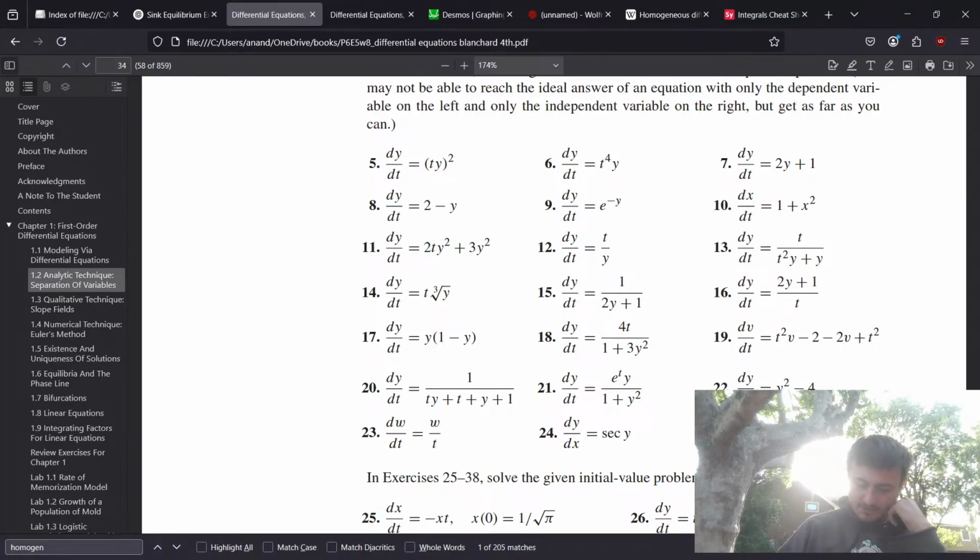Okay, number 9. We have e to the y dy is equal to dt. So we integrate the integral of e to the y. It's going to just be e to the y is equal to t plus c. Then we do ln, so we get y of t is equal to ln of t plus c.